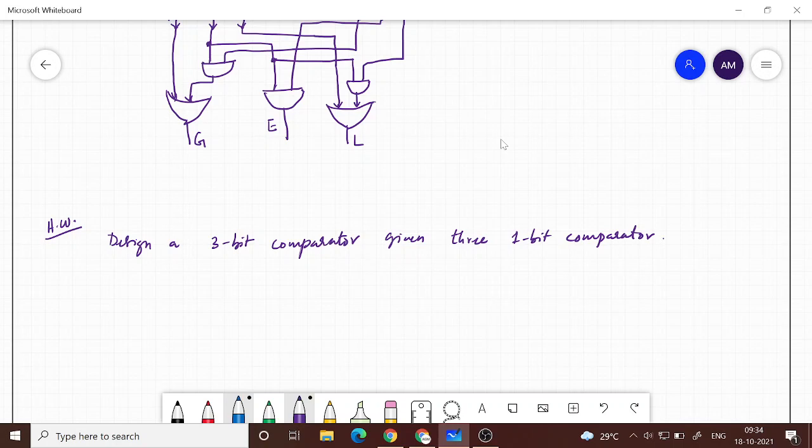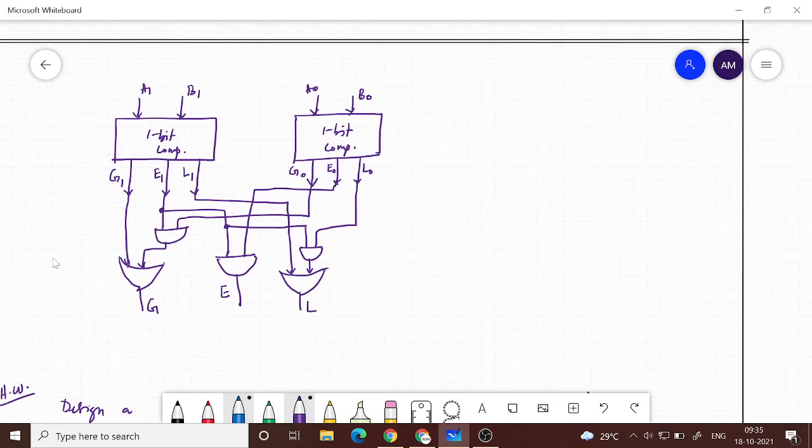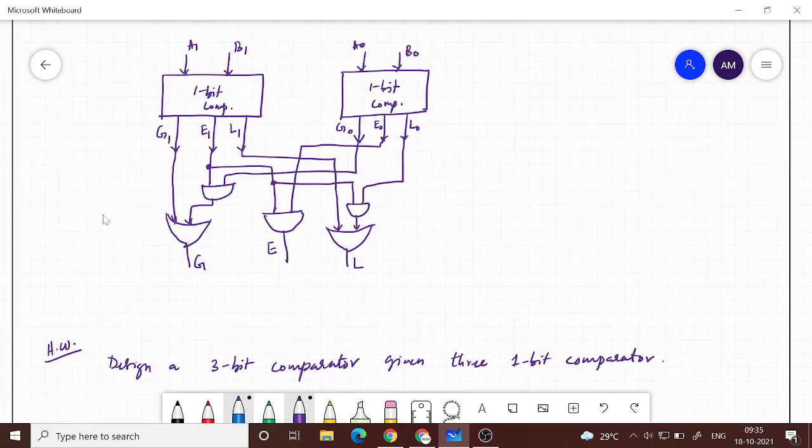So there will be 3 1-bit comparators instead of 2 1-bit comparators like this. So there will be one more block here. One block will compare A0 B0, another A1 B1, and another A2 B2, and each of them will have 3 outputs. So you can call them L0 E0 G0, then L1 E1 G1, then L2 E2 G2, and then you will have to find out the combinational circuit and combine them.